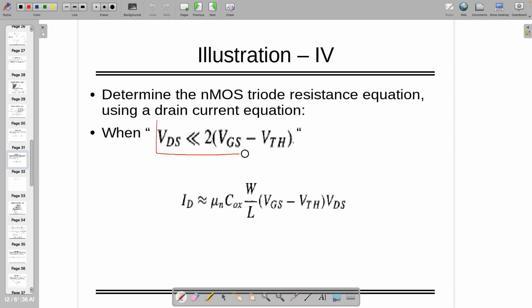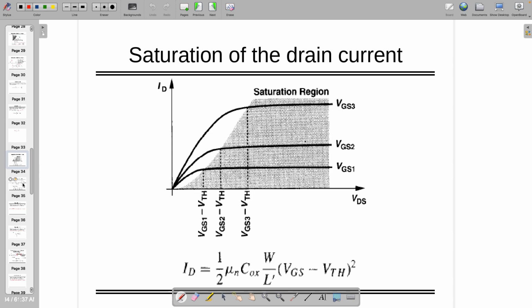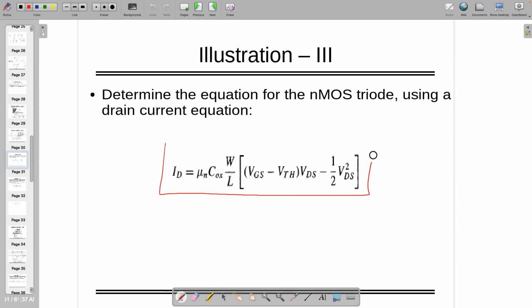Or you can say that when VDS is much lower than 2 times VGS minus VT, but all these numbers depend on the specific technology. We might not follow these numbers when you are going to 3 nanometer or 7 nanometer, so I am not going into that. But the whole thing is, if you have to find the equation when it's in saturation mode of operation, then this is the equation we are writing. And for the case when it's in the triode region, this is the equation. These two equations are there.